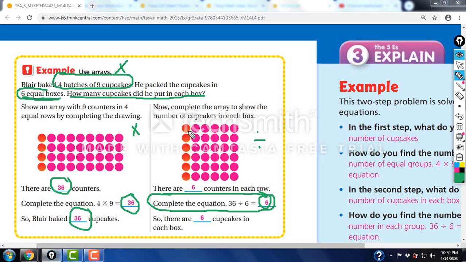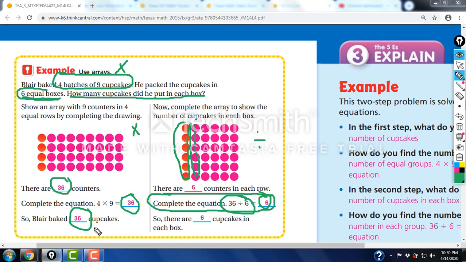Okay? 1, 2, 3, 4, 5, 6. That's one box. There's the other box. 2, 3, 4, 5. And here's the other box. So there are 6 cupcakes in each box, and we just divided them.